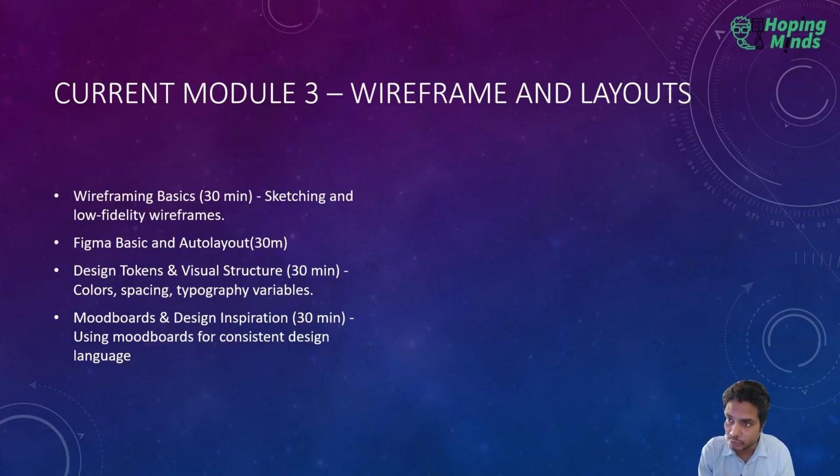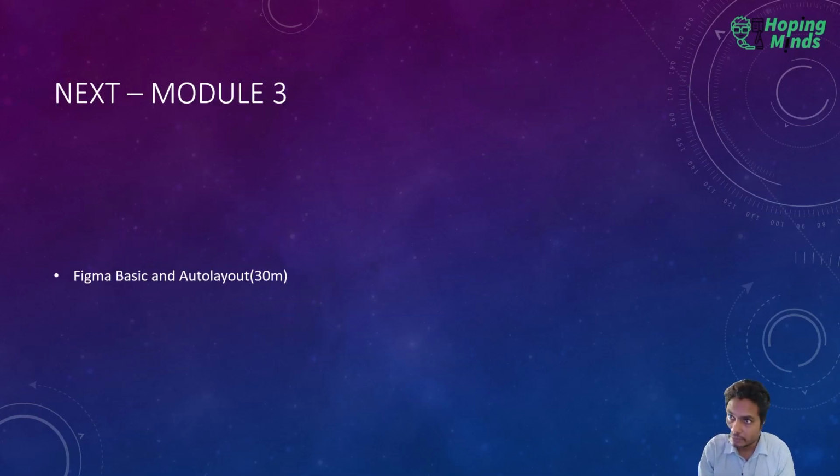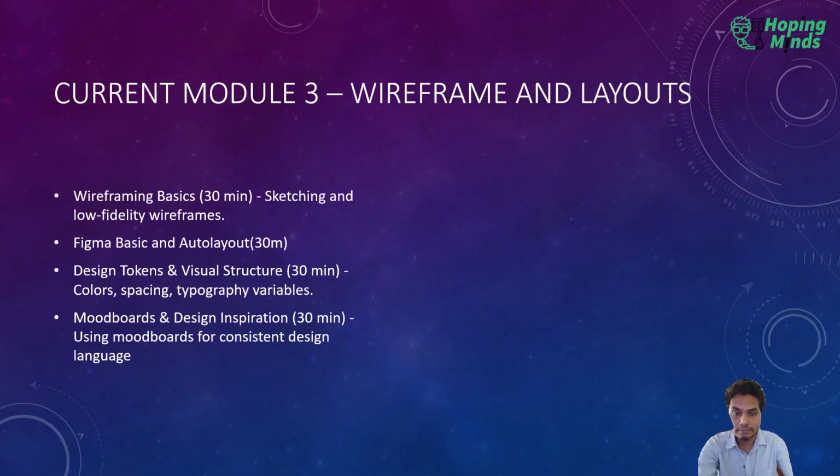So we create mood boards for pages, or let's say how our design is going to look visually, and we use those mood boards to create a design language and all the system design and all the other pages. So let's deep dive into this module 3 course.